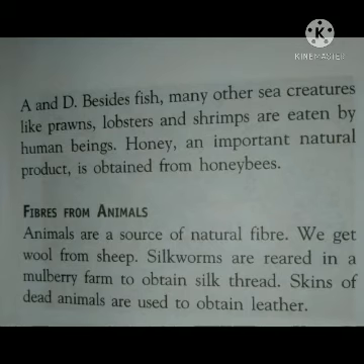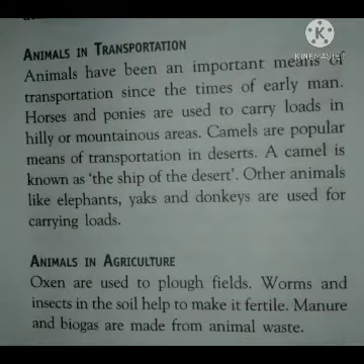Fibers from animals. Animals are a source of natural fiber. We get wool from sheep. Silkworms are reared in a mulberry farm to obtain silk thread. Skins of dead animals are used to obtain leather.